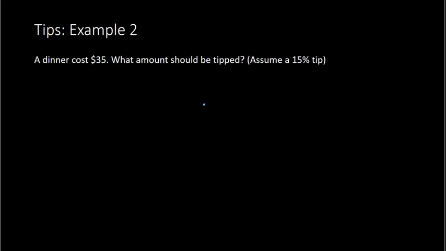All right, example 2. You have a $35 meal, and the question is, what amount should be tipped? So what is 15% of $35? All right, so I take 0.15 and multiply it by 35. If you do this correctly, you would be getting 5.25 as your answer.